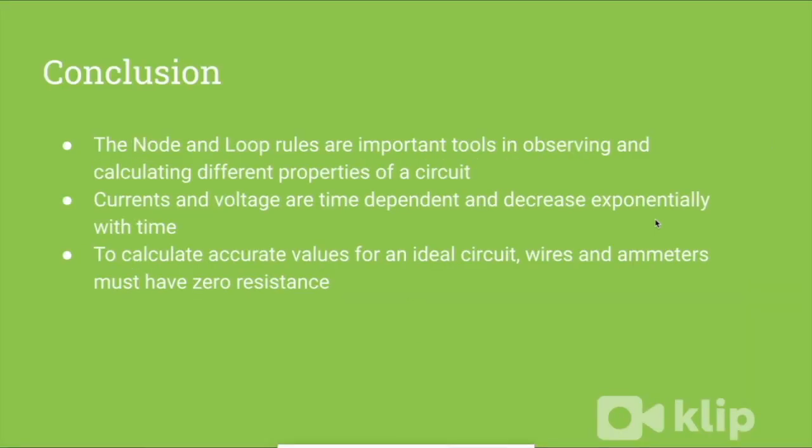Next, for some conclusions of the lab: the node and loop rules are important tools in observing and calculating different properties of a circuit. Currents and voltage are time dependent and decrease exponentially with time. And to calculate accurate values for an ideal circuit, wires and ammeters must have zero resistance.